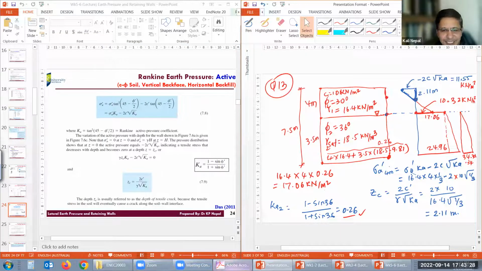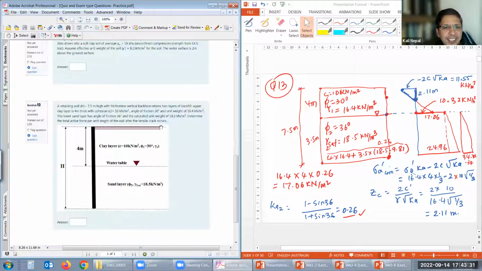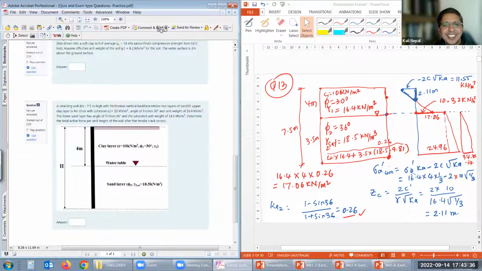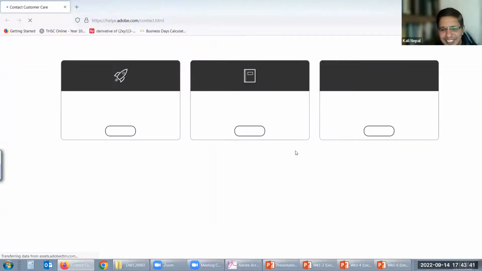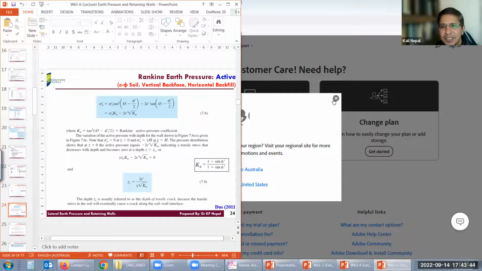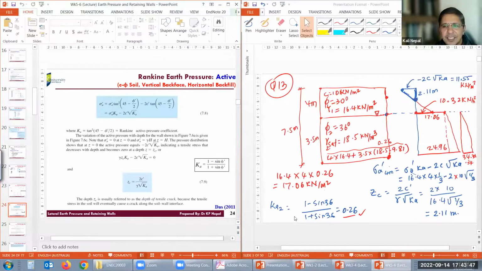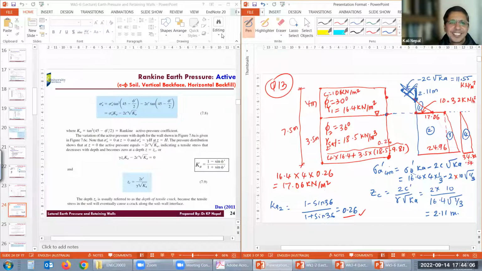Read the question carefully, right? After the tensile crack develops, what does that mean? Who can tell me? You need to ignore the value above the tensile crack, all right? So you just ignore that part. Don't consider this, okay? Calculate this area now. That is area 1, this is area 2, that's area 3, area 4, and then add them together. Can we do that now, please?